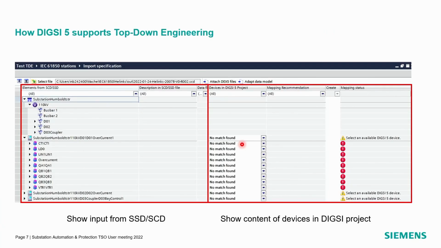And on the right side, we see the content of the devices in the DIGSI project. Here we currently have a lot of red symbols, meaning the requirements are not fulfilled because no device has been selected. And the intention of this new editor is now to support the user in the best way to create the devices or instance devices, reuse them, and create the functionality from the requirements list from this specification file.